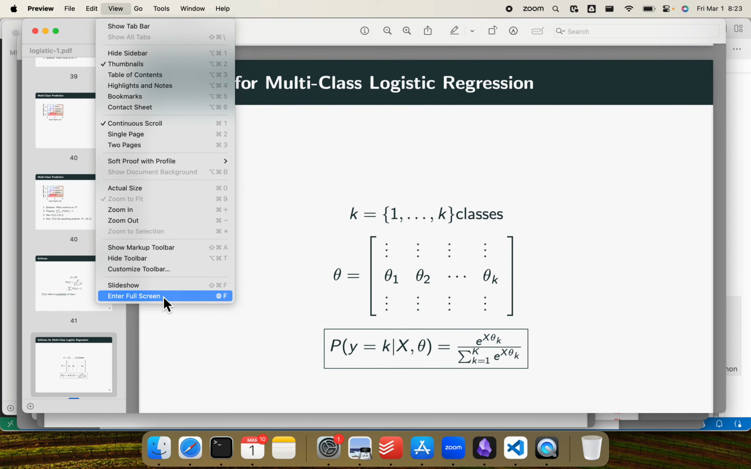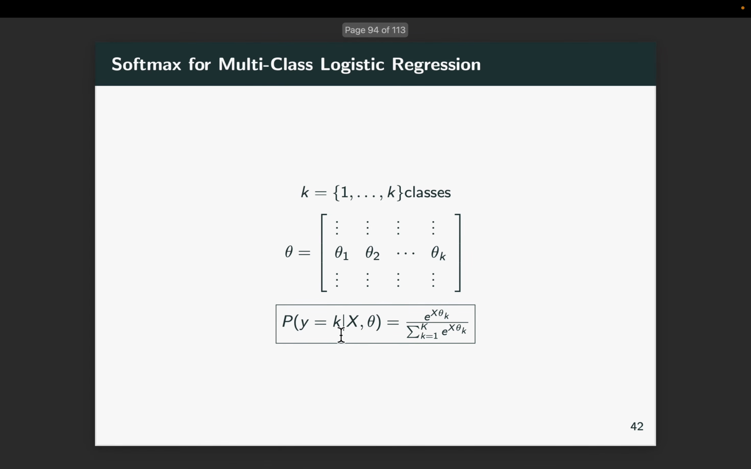So coming back, we had seen that we had the individual theta k vectors corresponding to the k classes. So we can therefore write the probability of y equal to k, with k being the kth class, given x and theta, to be e to the power x theta k divided by the sum of e to the power x theta k from 1 to capital K. So this is the softmax function over the logits corresponding to the kth theta vector.